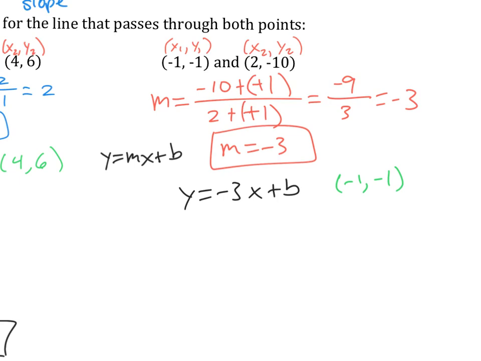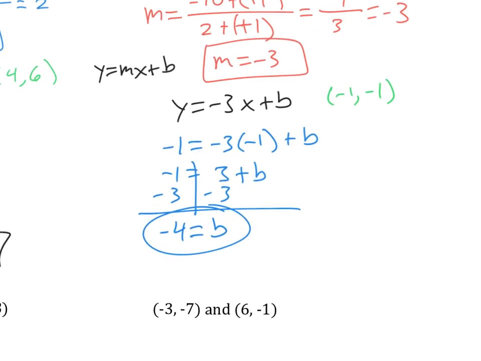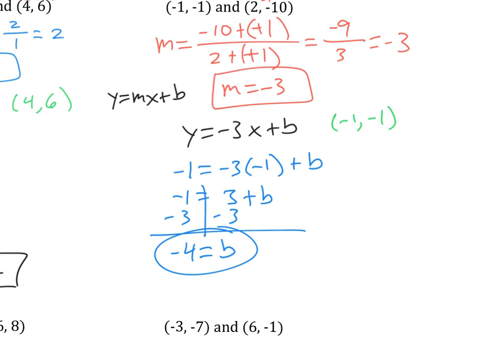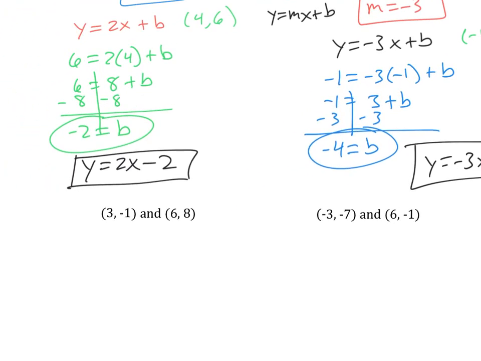So here we go. We'll substitute in negative 1 for y and negative 1 for x, and then we will simplify. So negative 1 equals negative 3 times negative 1. Well, a negative times a negative makes it positive, and 3 times 1 is 3, plus b. Then we'll solve for b by subtracting 3 on both sides. Negative 1 minus 3 is negative 4, which is equal to b. So we know that y equals negative 3x minus 4. And that is our solution. It's our equation in slope-intercept form.